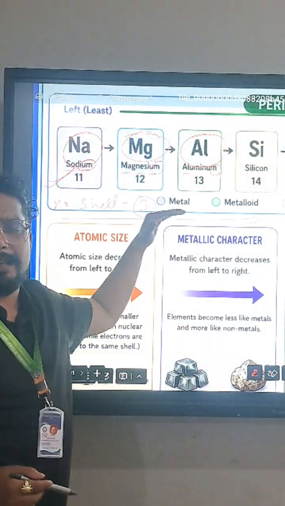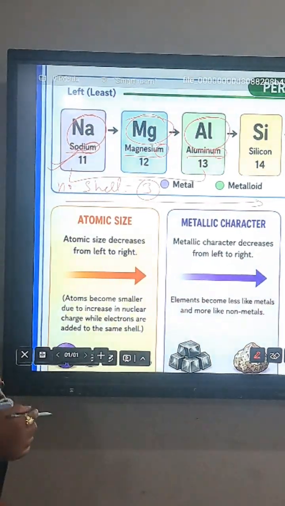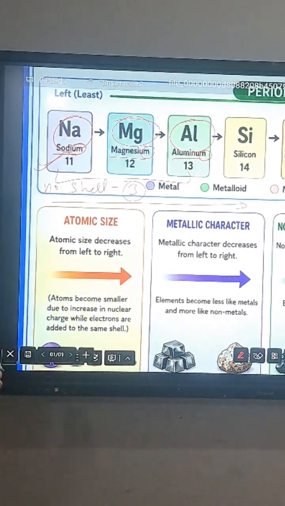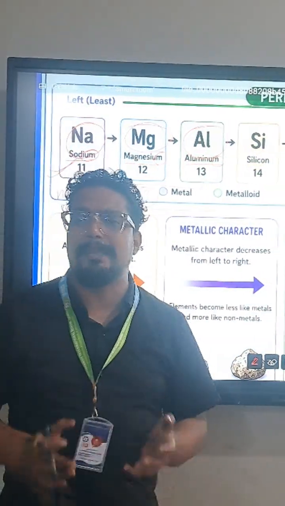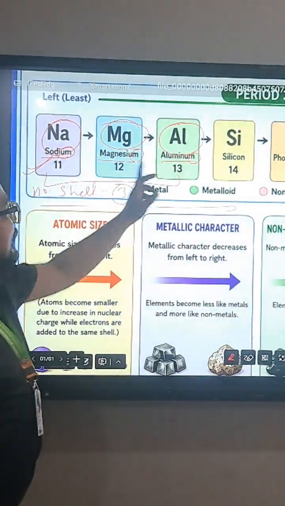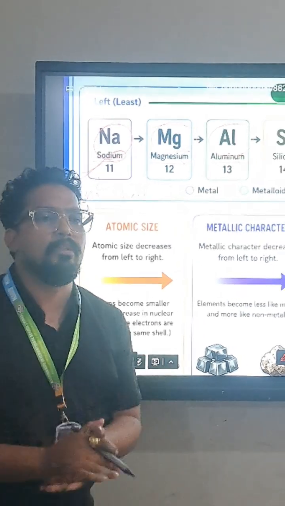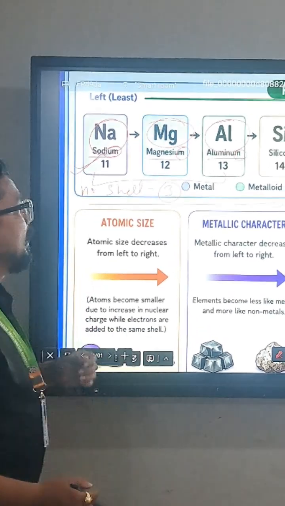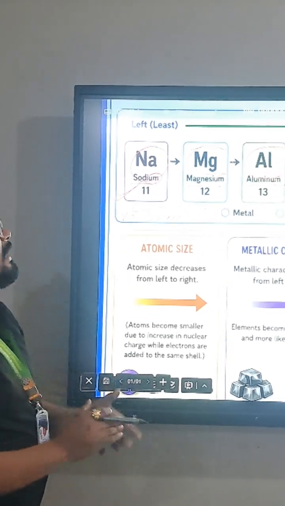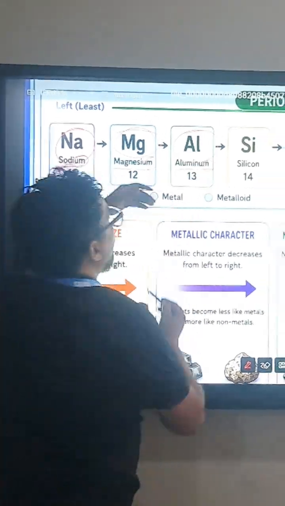These three are metals. Among these three, which one has the greatest atomic size? Sodium. And what is favorable for the metal to be more reactive, larger atomic size or smaller atomic size? Among these three, which one has the larger atomic size? Sodium. So which one will be more reactive? Sodium. Now, which one is the least reactive in this metal group? Aluminium.